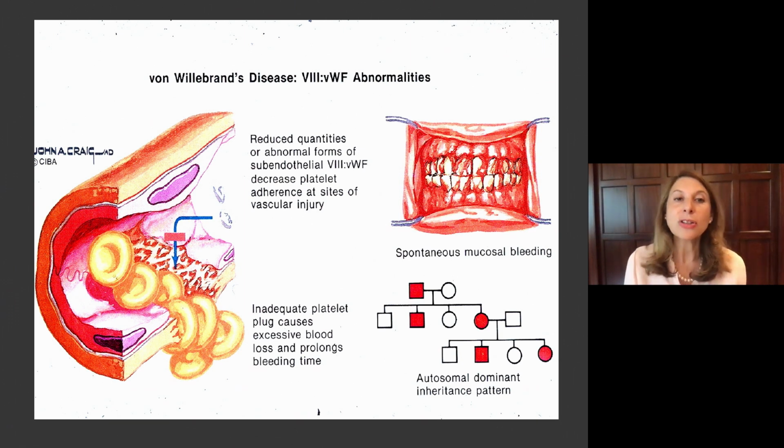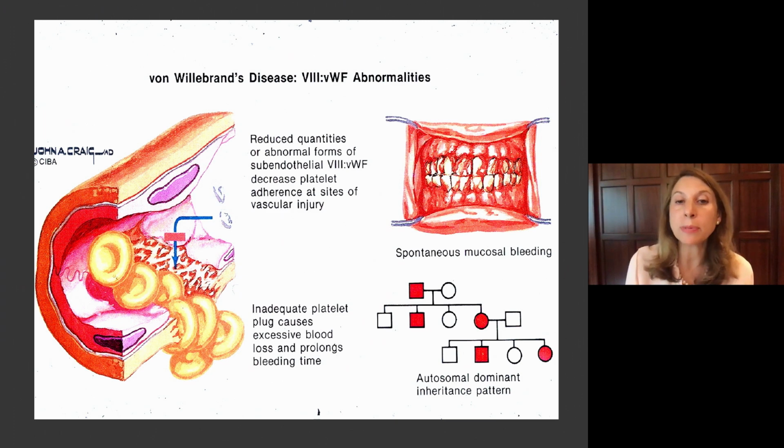So let's step back and learn a little bit more about von Willebrand disease. It results from reduced quantities or abnormal forms, so either qualitative or quantitative forms, of subendothelial factor VIII and von Willebrand factor complex. So this results in decreased adherence of the platelets at the site of vascular injury. And here you can see these platelets are trying to stick to the area where there's the endothelial injury. This inadequate platelet plug results in excessive bleeding and bleeding times and blood loss.